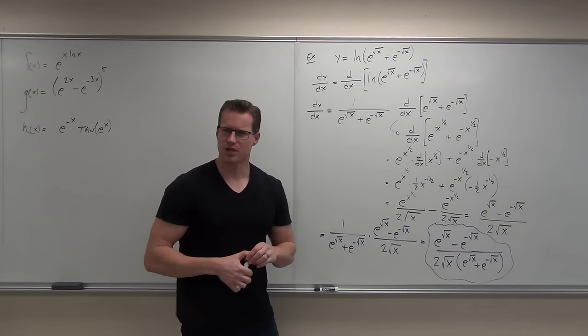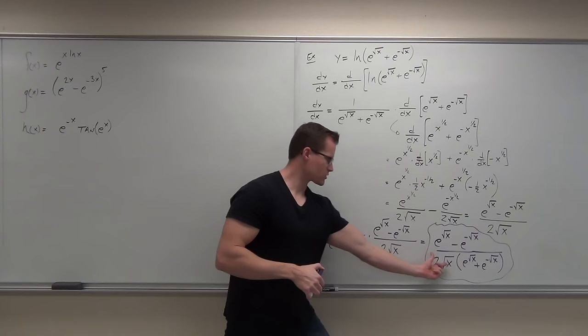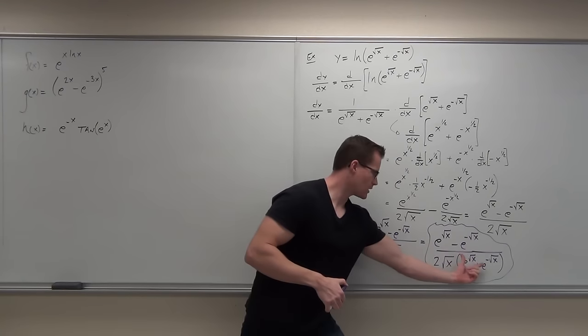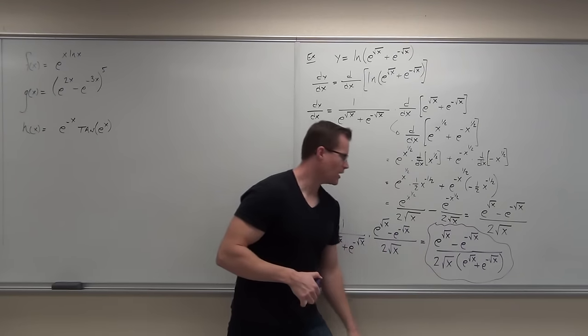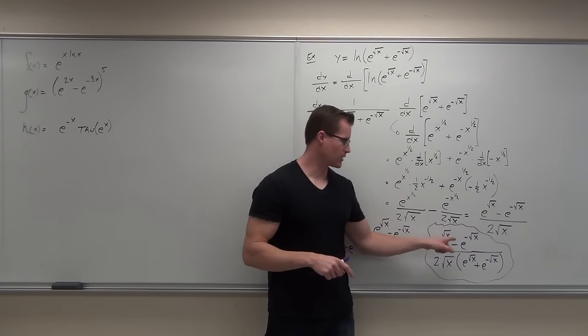Do you see where all the pieces are coming from? We get our 2 square root x right there. We get this part here. We get this coming from there. Can I simplify anything here and here?